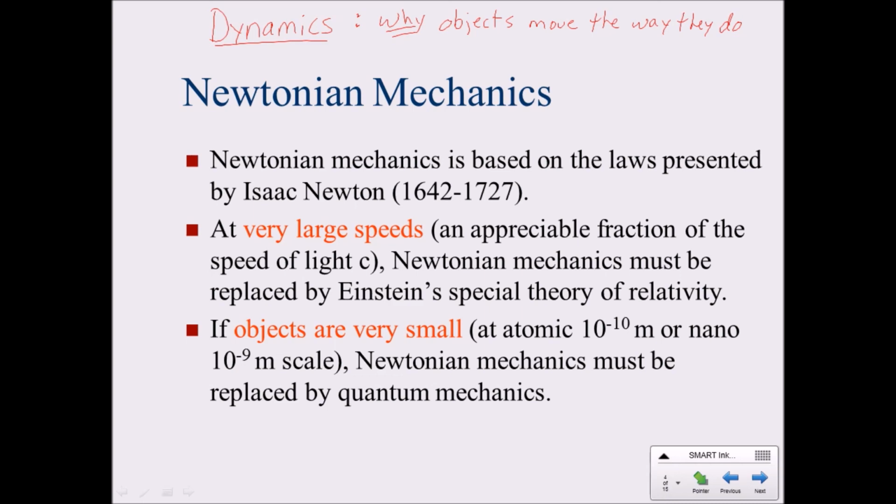The other spot that Newtonian mechanics breaks down is on the atomic scale, if we look at things that are very small. So things that are 10 to the negative 10 meters, or 10 to the negative 9 meters. Things on the atomic scale. And that's when we have to look at quantum mechanics. That was stuff that started to come up in the early 1900s. Again, we're not going to be dealing with that in here, but Newtonian mechanics does break down at large speeds and very, very tiny objects.